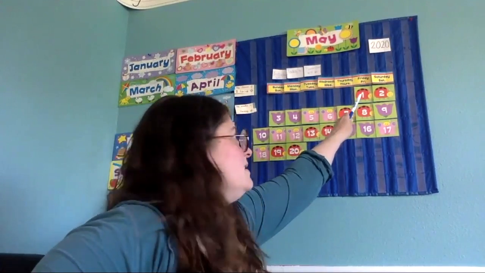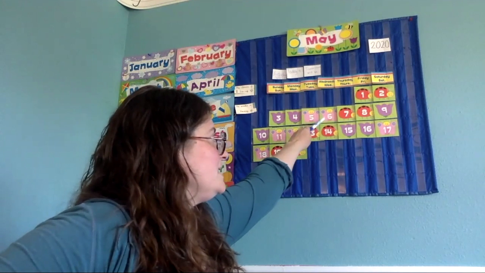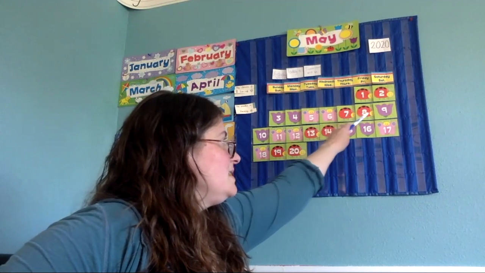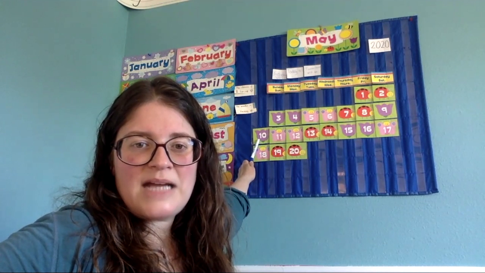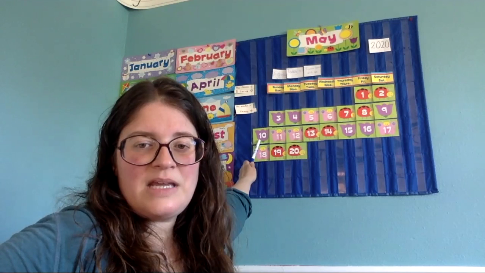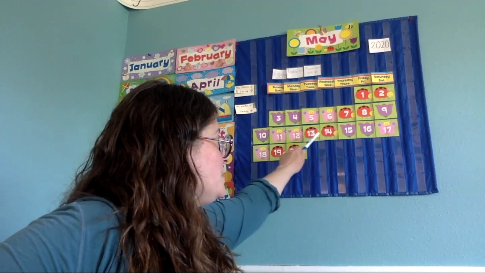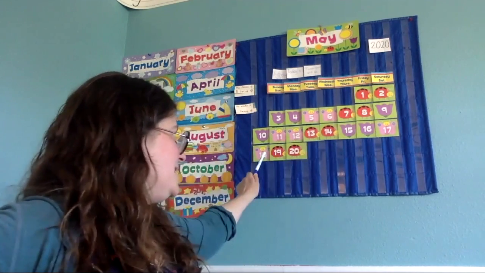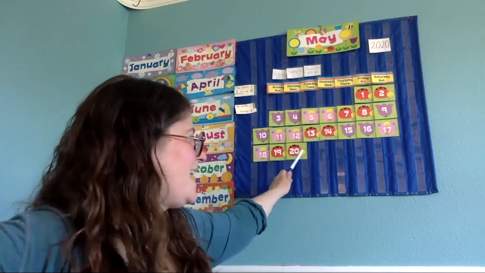Ready? 1, 2, 3, 4, 5, 6, 7, 8, 9, 10. And then the numbers we've been focusing a lot on this week are the new ones coming up. 11, 12, 13, 14, 15, 16, 17, 18, 19. And I couldn't resist. I had to put 20 because that's what comes after 19 and it's fun to say.